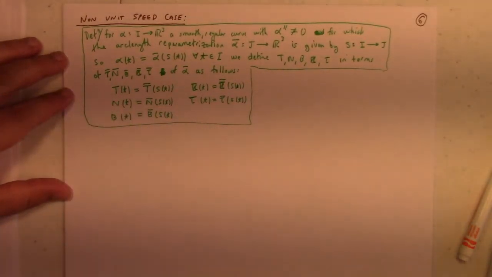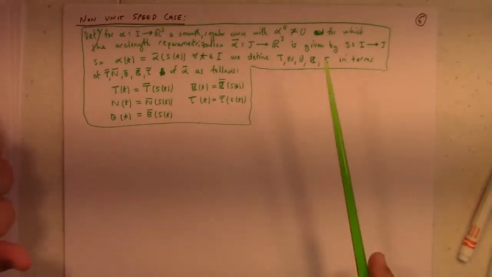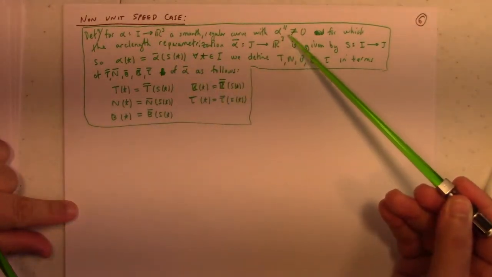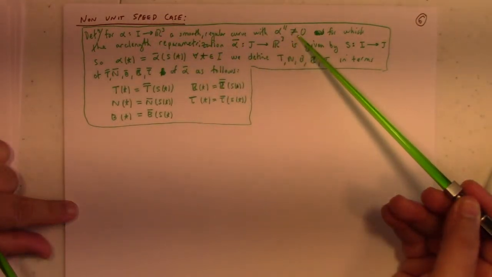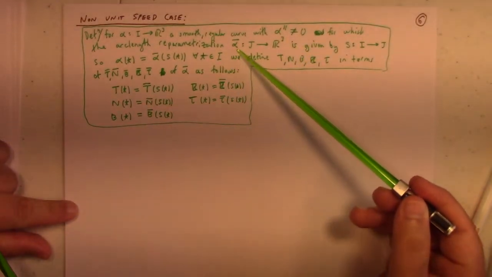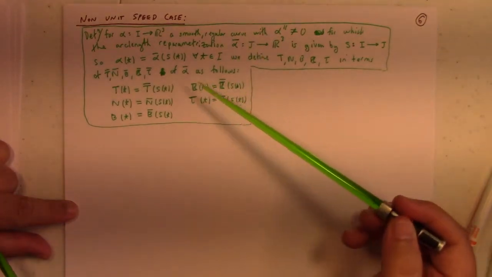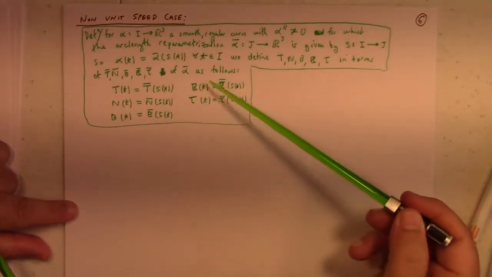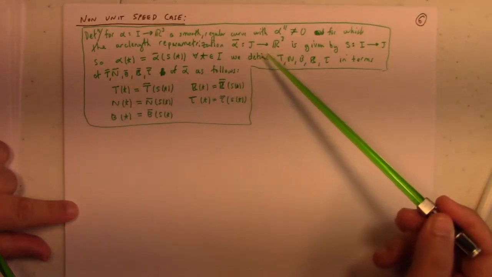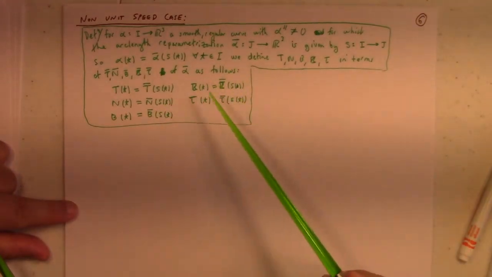So consider a curve alpha, a smooth, regular, nonlinear curve, in other words, acceleration is not zero, for which the arc length parameterization is denoted alpha bar. For this alpha bar, we've already defined tangent, normal, binormal, curvature, and torsion. So we can use our already defined unit speed quantities to define the non-unit speed quantities in the natural way.